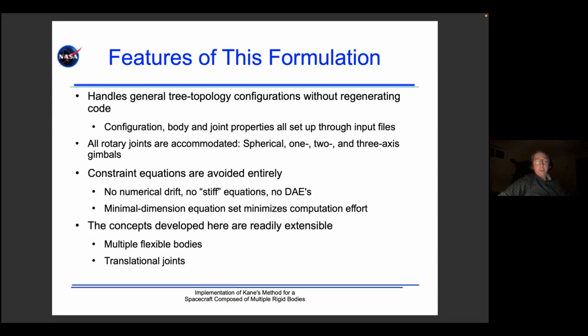This yields a minimum dimension set of equations. So there's only as many equations as you need to solve. And that's good for saving computation effort.